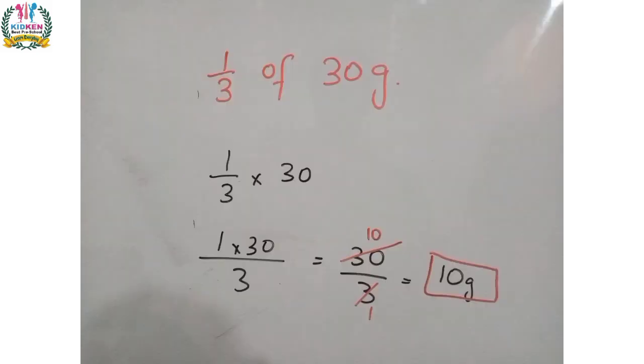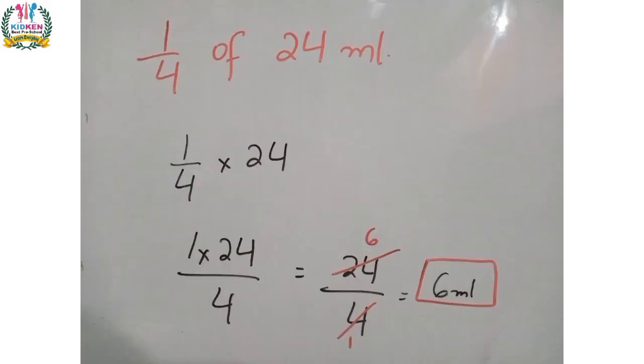Second question is 1/3 of 30 grams. Simply multiply 1 into 30, then divide it by 3 to find 1/3 of 30 grams. So 1 into 30 is 30, then divided by 3. 3 ones are 3 and 3 tens are 30. So our solution is 10 grams. So 1/3 of 30 grams is 10 grams.